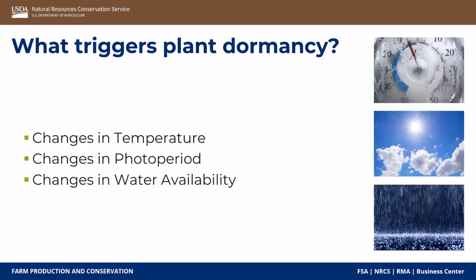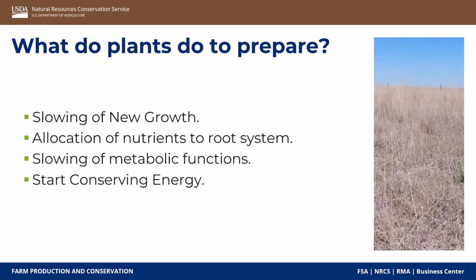During the spring, we have a lot of high growth. During the fall, we have a lot of high growth. But once that water turns off, our plants start adapting, going dormant. What do plants do to prepare? Slowing of new net growth.